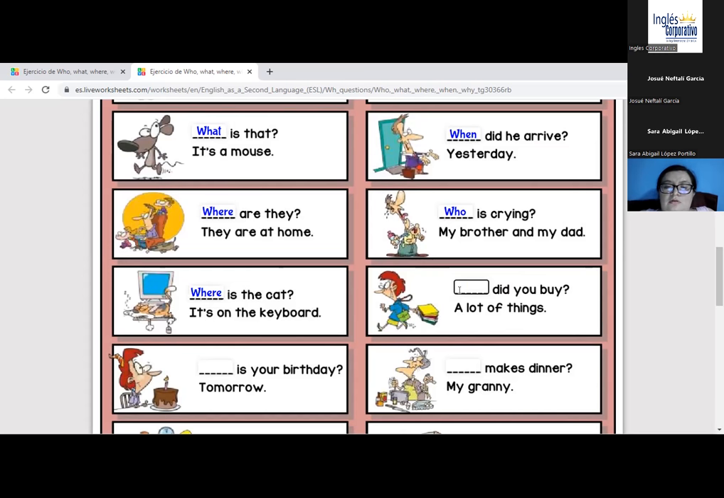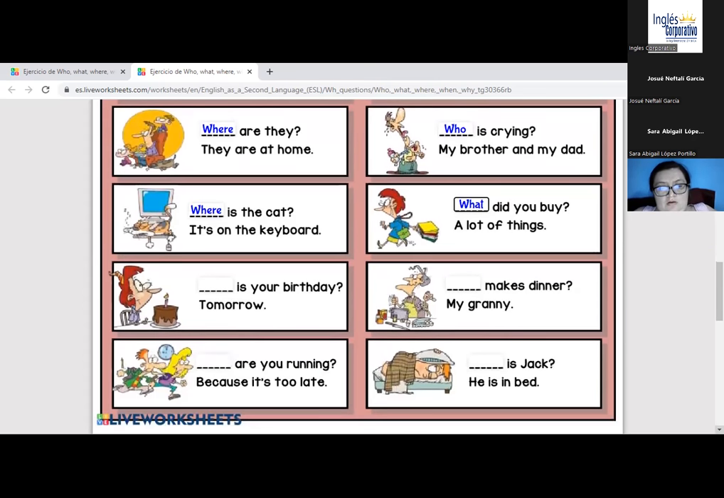Did you buy? Where? When? ¿Cuándo? What? ¿Qué vas a comprar? What are you going to buy? What do you buy? A lot of things, nice. Un montón de cosas, dice.